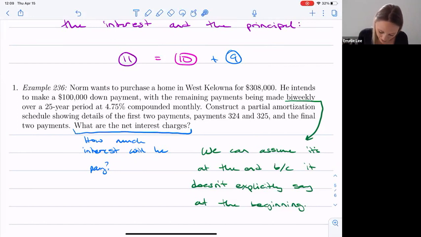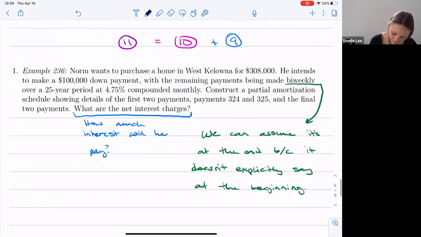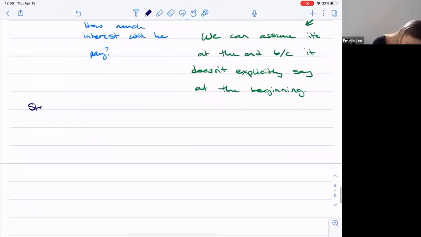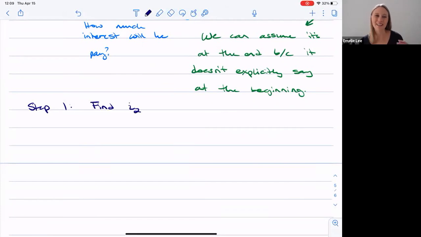Okay, so first thing we need to do is we need to find I2. Now, the reason we need to find I2 is because this is how we will calculate the interest at each line, okay? So here, step one, find I2. Remember when we use the calculator functions, we don't need to find I2, but we need to find I2 because that's what we're going to use to find the amount of interest at each line.